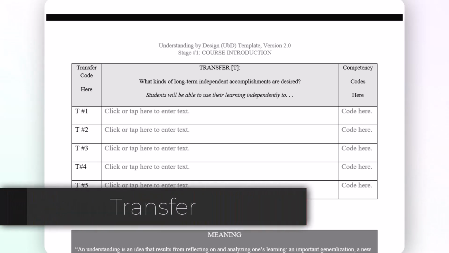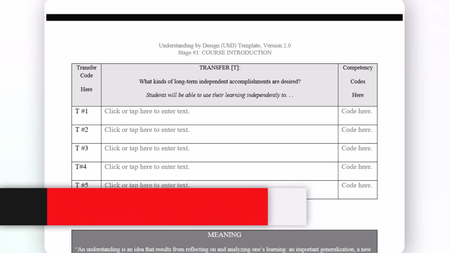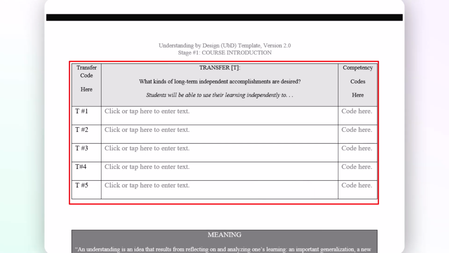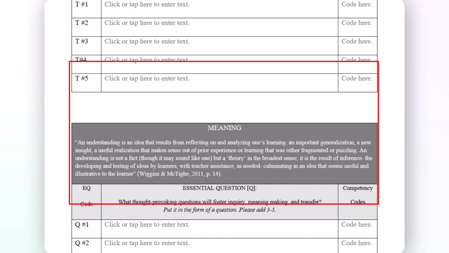Next, transfer goals describe what the student should be able to do independently with their learning in future situations, outside the classroom and without instructor support. These long-term goals capture how students will apply their learning in real-world contexts. Transfer is the ultimate goal of education because it demonstrates that students can adapt and use what they've learned flexibly and meaningfully in new situations.